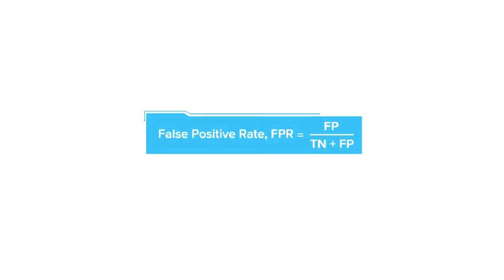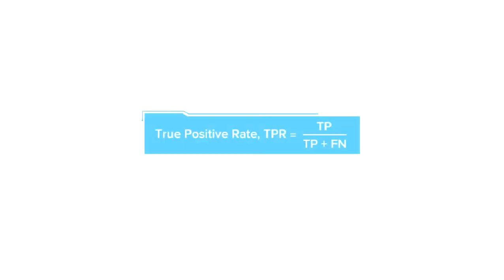FPR is false positive rate and is the ratio of the predictions that were actually negative but predicted as positive to the total number of actual negatives. As you can see, this is a ratio whose maximum value can be 1 when we predict all actual negatives to be positive. That is, TN equal to 0, and its minimum value is 0 when there is no false positive in our prediction.